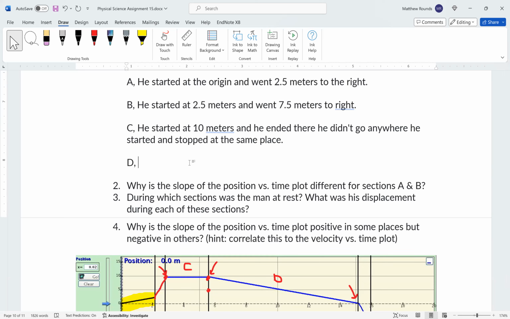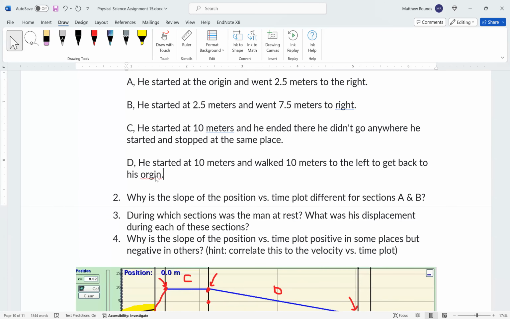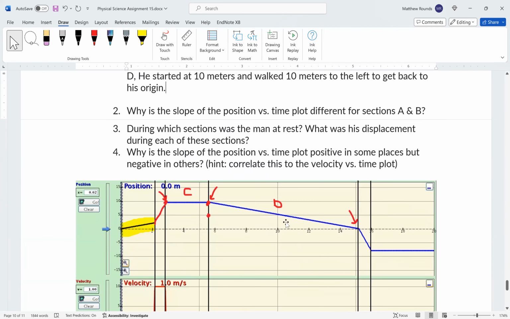Oh, I spelled origin wrong. It's okay, we'll edit it. But I typed it. Good. I can certainly correct that. All right. Very good. Okay.